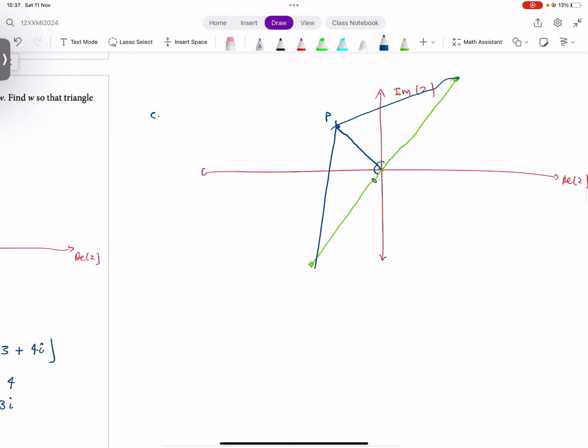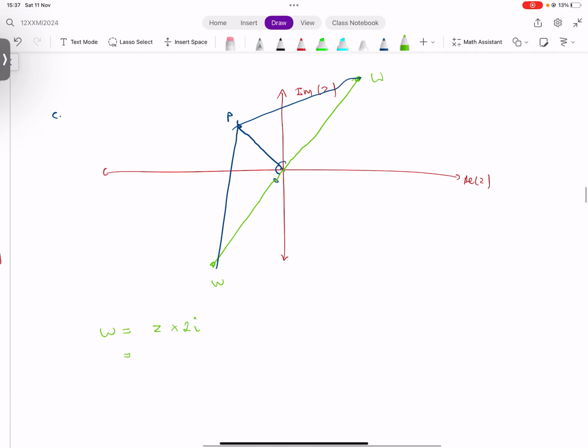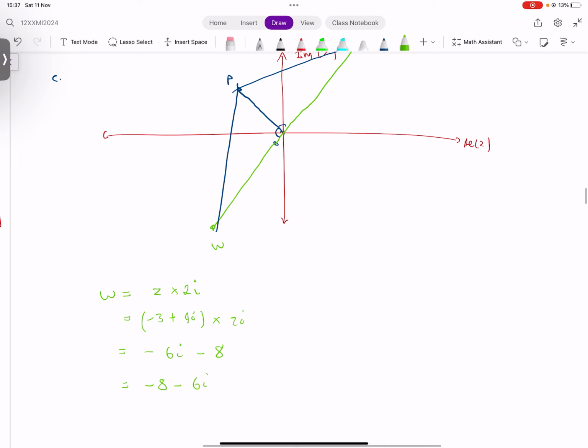But we're told that our vector W, or the length of the other side of our triangle, is twice the length of OP. So in other words, to get the W in the third quadrant, it's the complex number z times by, well, we're still rotating it by 90 degrees, so multiplied by i, but the modulus is doubled, so multiply by 2i. So we've got minus 3 plus 4i times by 2i, which is minus 6i minus 8, which is minus 8 minus 6i.